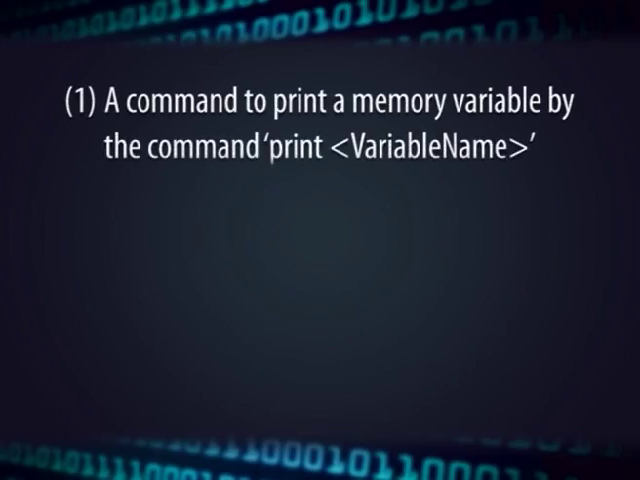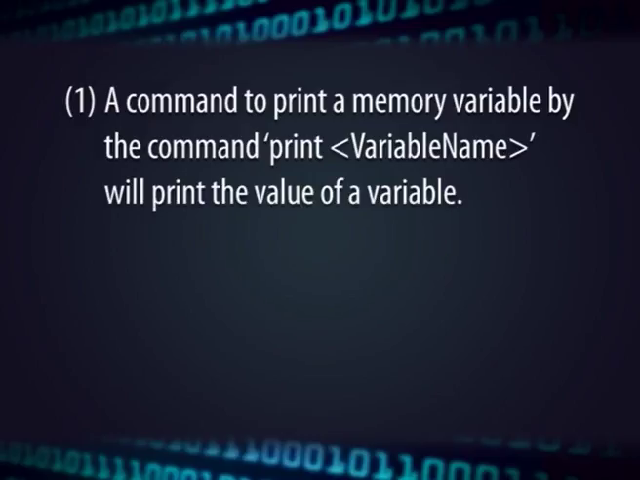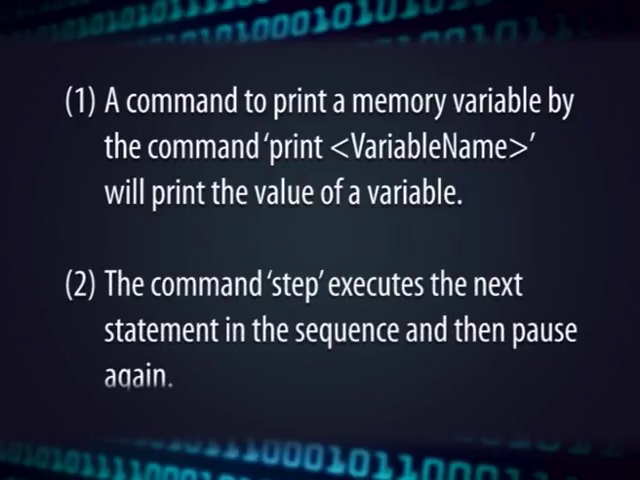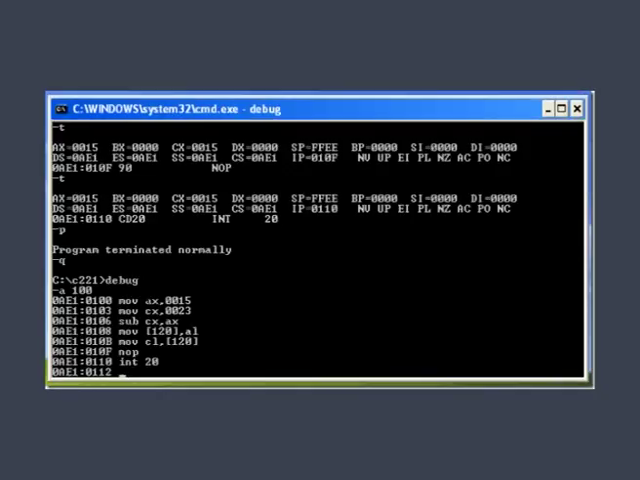Once you start the debugger, it will show you the code for one statement in your program, execute the statement and then pause. When the debugger is paused, you can tell it to do only two things. First, the command print variable name will print the value of the variable, and second, the command step executes the next statement in the sequence and then pauses again. If the debugger is a console debugger, you must type these commands at the debugger prompt.